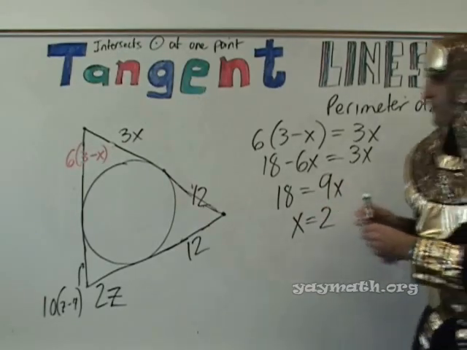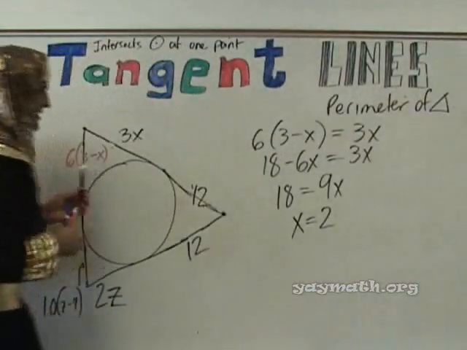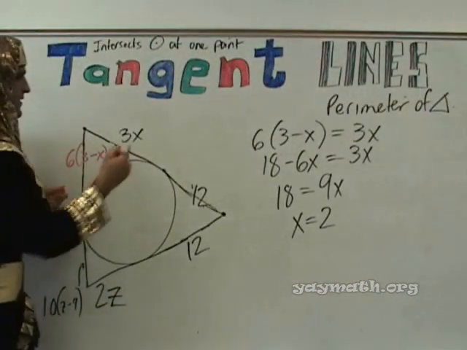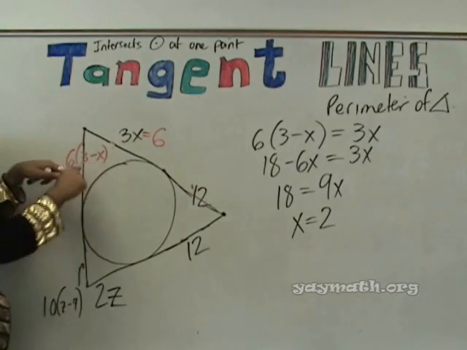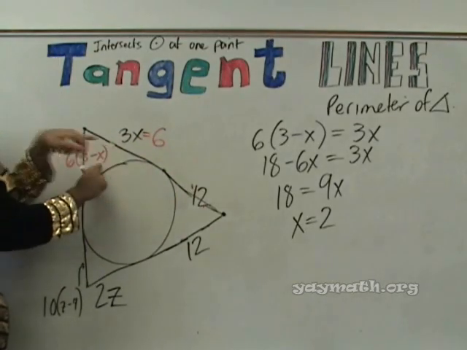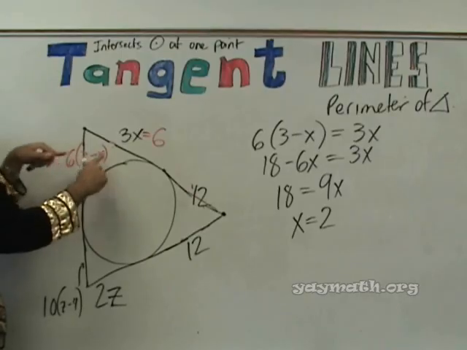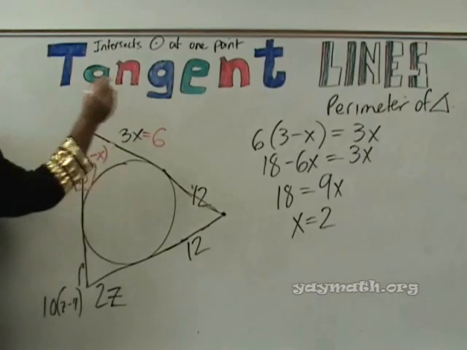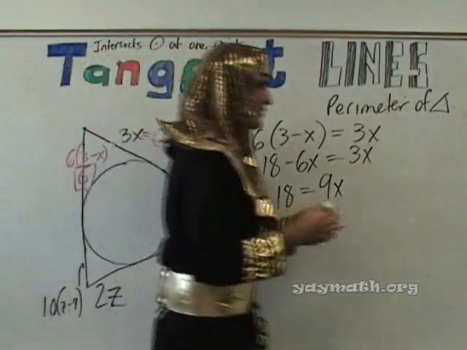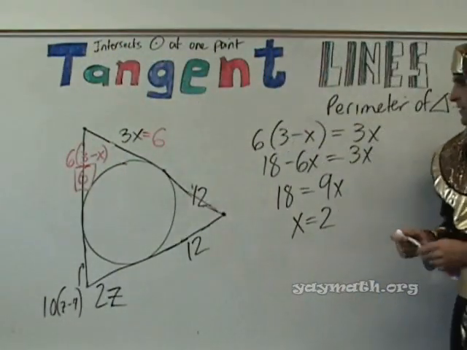So let's go ahead and put it in. If x equals 2, what's this? 6. The other side has to be 6. Let's prove it. 3 minus 2 is 1. 6 times 1 is indeed 6 as well. So these are both 6. Last equation to set up, and we're done.